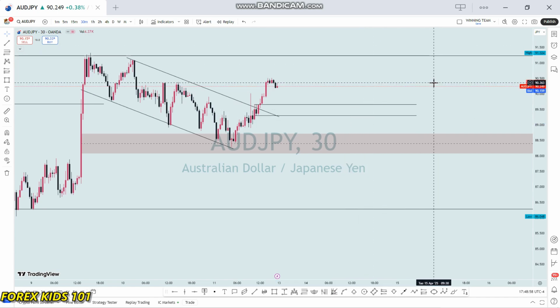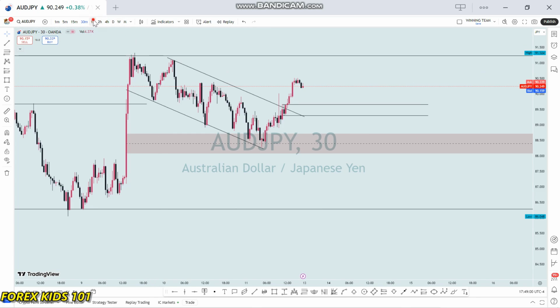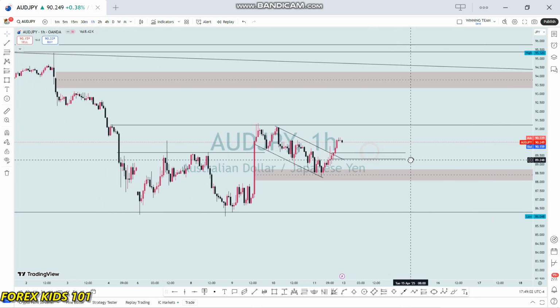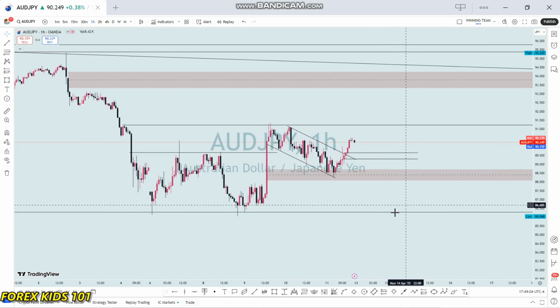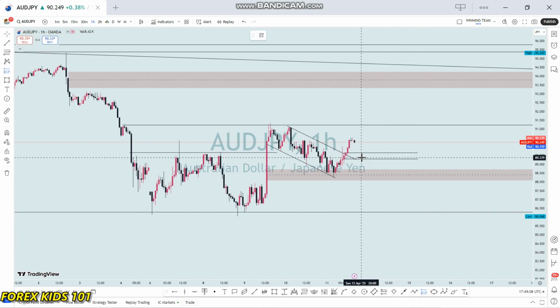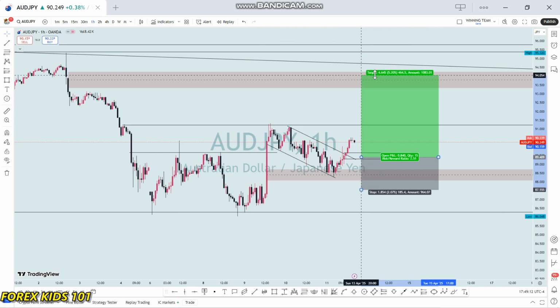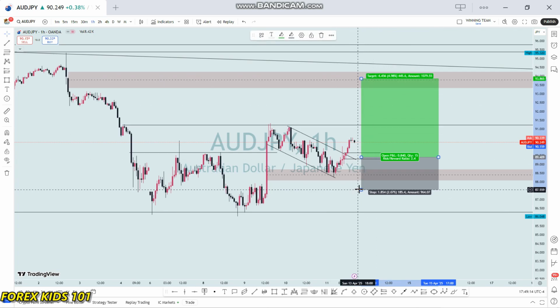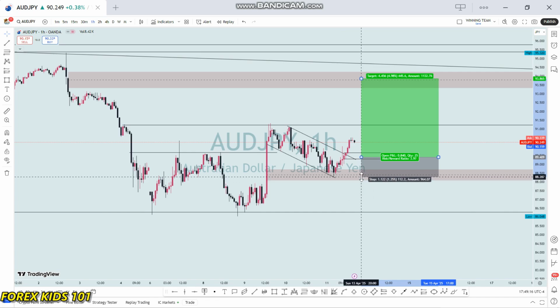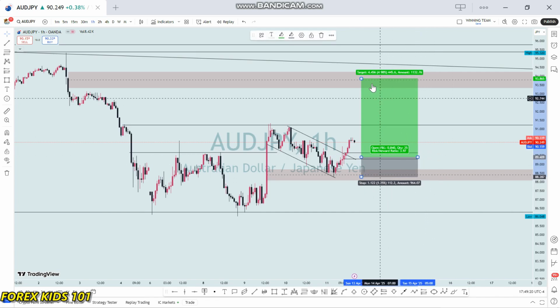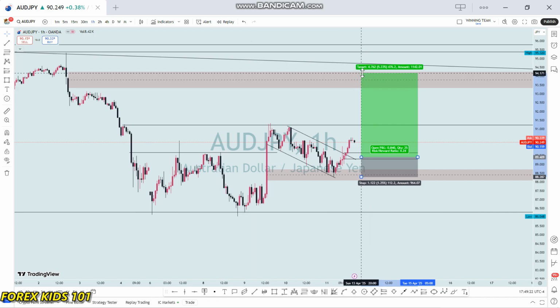If I were to buy AUDJPY in the coming week, I'm going to be looking for anything happening inside this zone here. Which means I'm going to wait patiently for the market to tap inside there, then I'm going to buy it targeting this high here, with my stop loss right below there. So that's going to be my AUDJPY trade for the coming week.